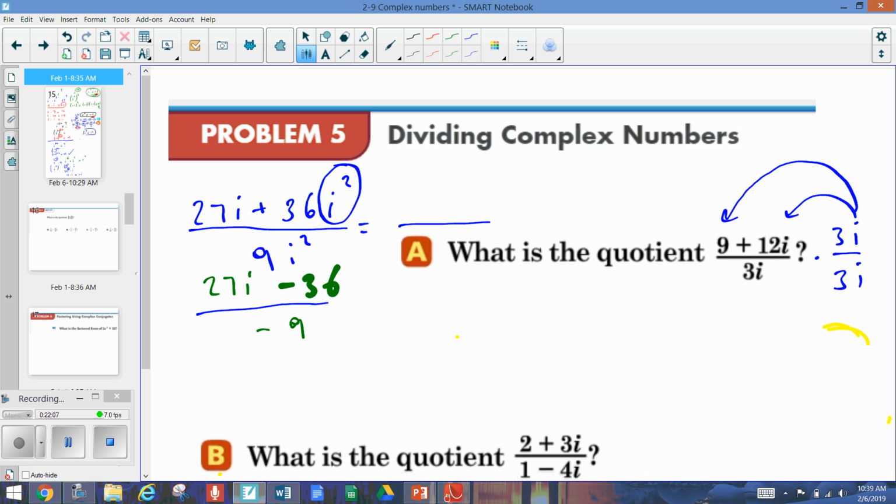Divide everything by negative 9. 27i divided by negative 9 is equal to negative 3i. 36 divided by negative 9, plus 4, because negative times negative is positive. Is that in the right format? No, switch.